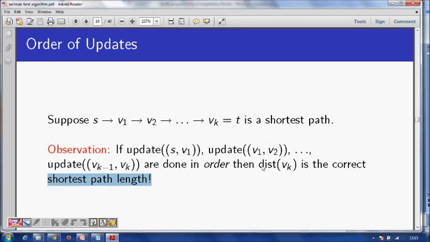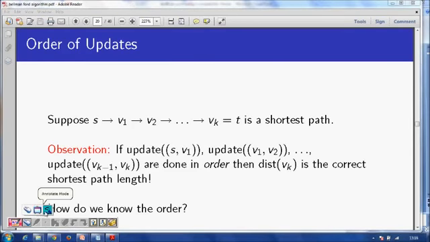If you do the update in this order, it will be perfect and you will get the shortest path. But the problem is that we don't know this shortest path. Because if you know the shortest path, then there is no need to update those edges.